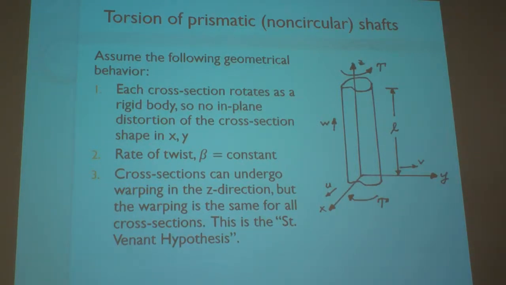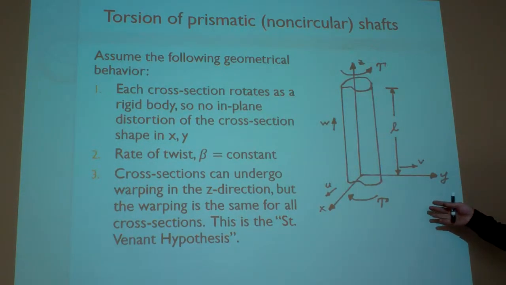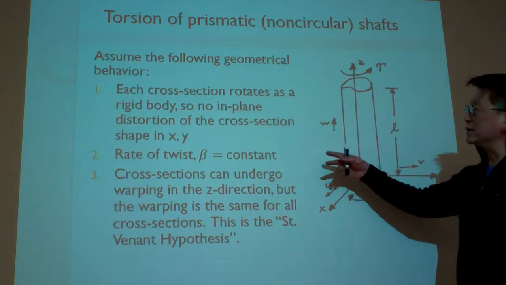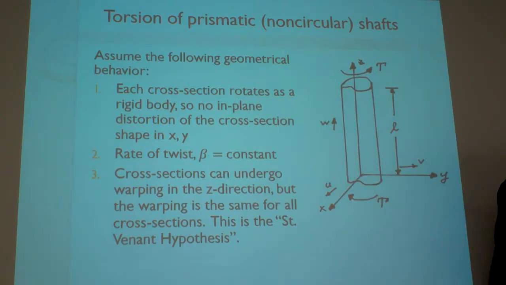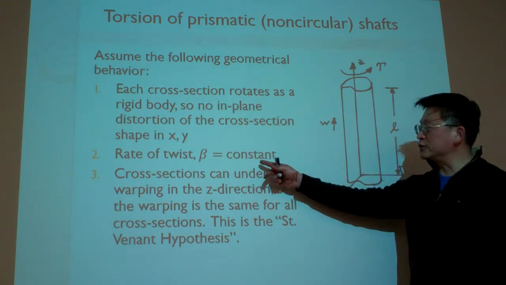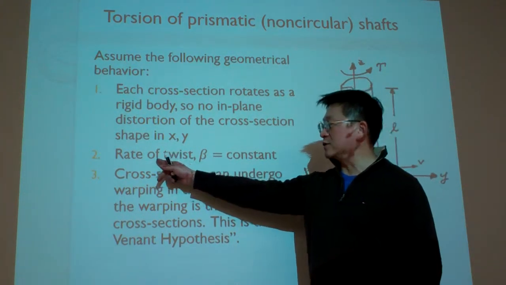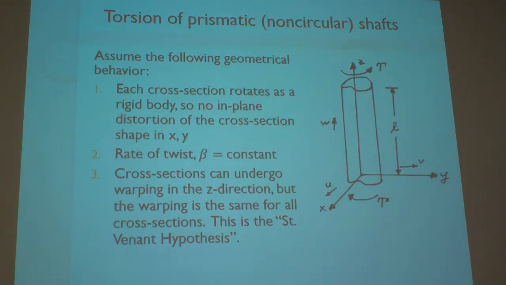Now we can begin. This will be marked as the first page of the solution process. The first assumption: here I reformulate each section as basically conducting rigid body rotations. The second assumption: I introduce a term called the rate of twist. Rate of twist basically is this.